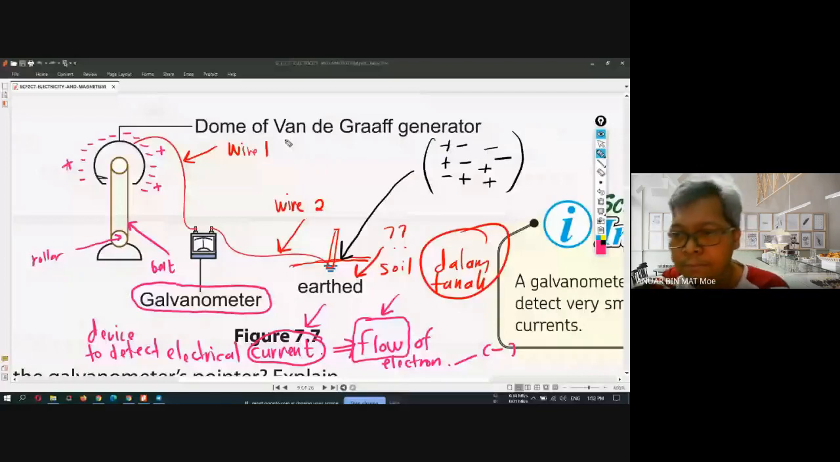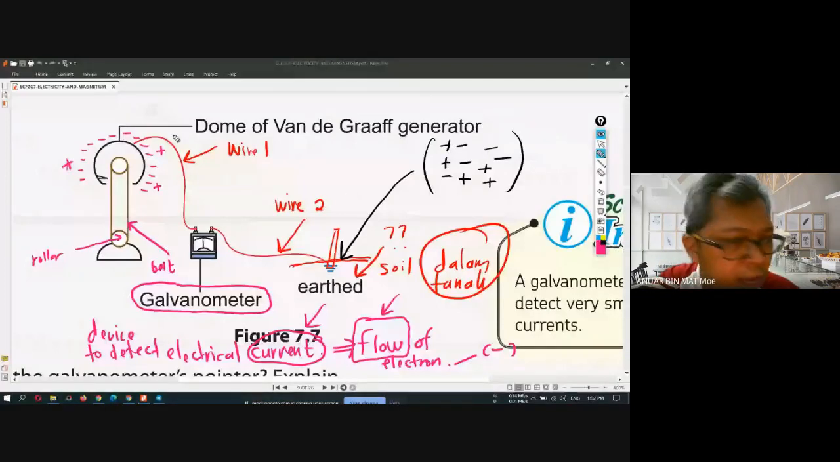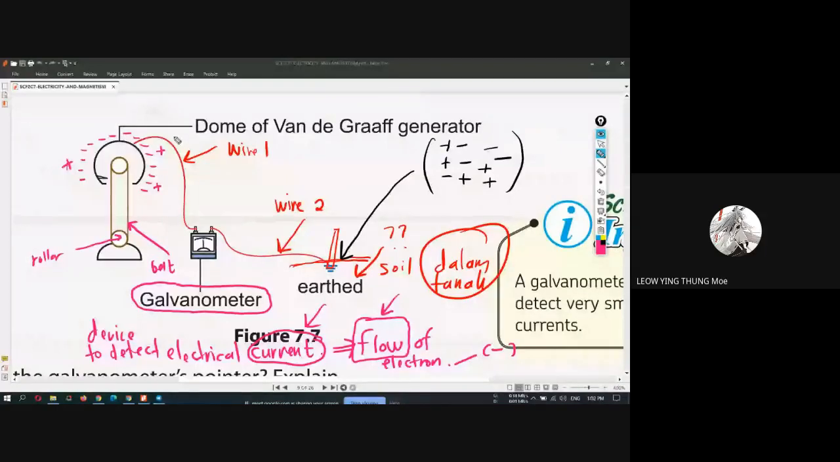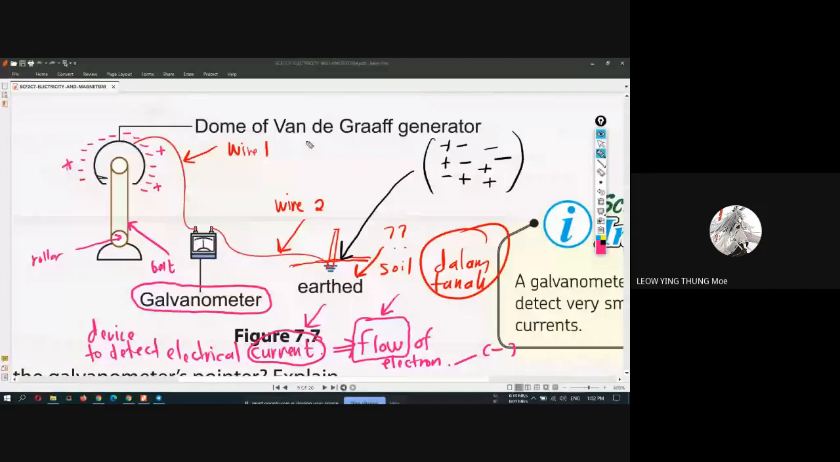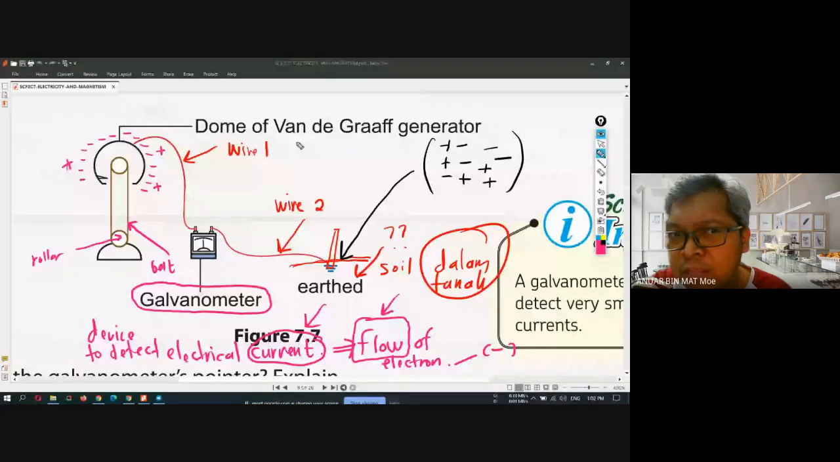So what will happen? My question is, what will happen? The surface of the earth got equal amount of positive and negative. So what will happen to the negative charge on the Van de Graaff generator? Any idea what will happen? Positive will increase. Positive will increase in where? The generator. Positive will increase at the generator. Okay, and then I understand you.